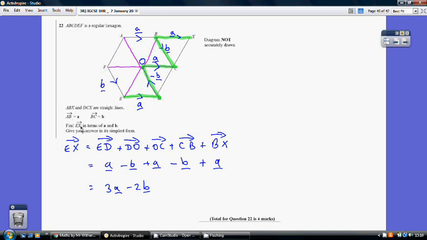Now how am I going to get from E to X? I'm going to follow this green trail. So I'm going to go from E to D, D to O, O to C, C to B, and B to X. So that's an A minus B plus A minus B plus A. Gather up my like terms. I've got 3A. Gather up my like terms with B's, minus 2B. So a final answer, 3A minus 2B.